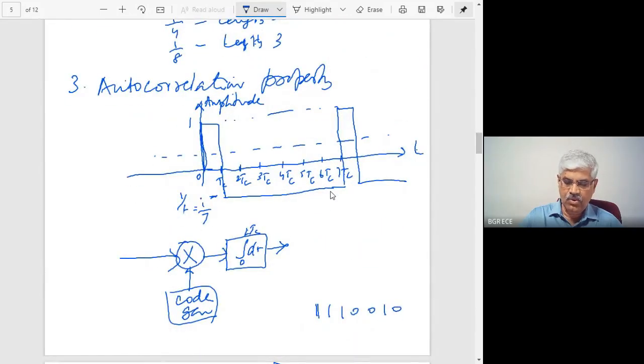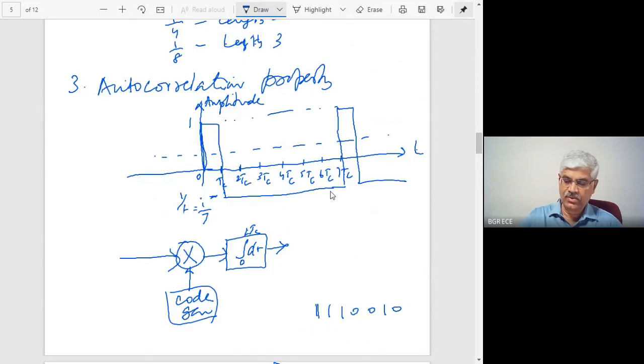So any other code will have different autocorrelation values. Here it is all minus. I think one example has been shown. It will be available to you. You can look into that example and find that this is how it will look. Now, any other sequence will not have this type of autocorrelation function. It will have a random autocorrelation, which will not allow you to easily detect the original signal. So the autocorrelation property is a very, very important property that the code has to have.